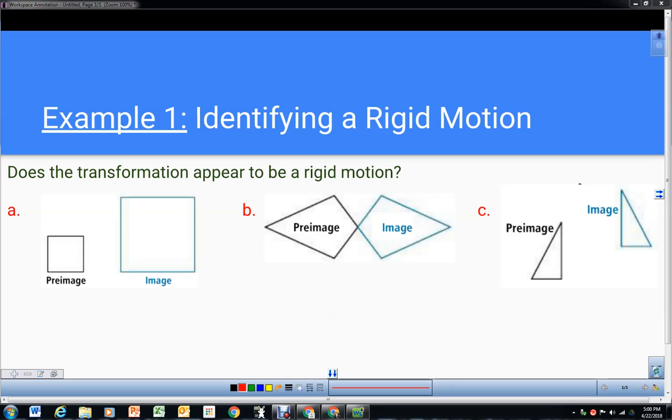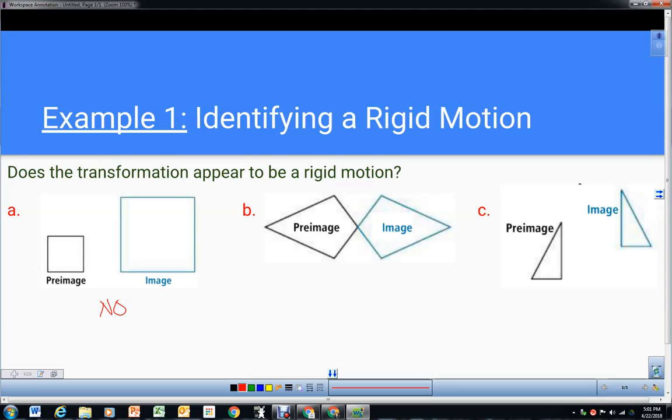So let's look at A. The preimage is a smaller shape. The image is a larger shape. So does this appear to be a rigid motion? The answer to this one is going to be no. This is a dilation. It's gotten larger. The image is now larger than the preimage.